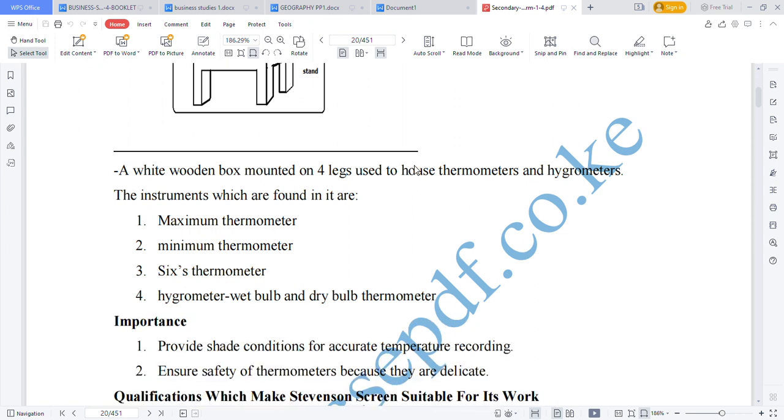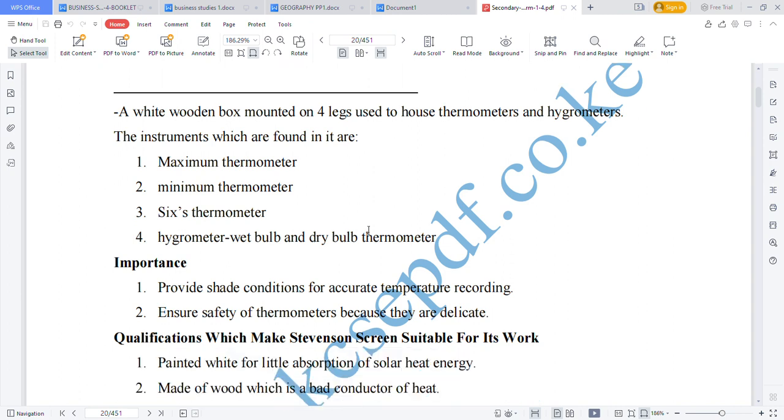The instruments found in it are the maximum thermometer, the minimum thermometer, the Six's thermometer, and then the hygrometer, with the wet bulb and dry bulb. Kindly remember this: the instruments found in the Stevenson screen are 4. We have talked about the maximum thermometer, minimum thermometer, Six's thermometer, then the hygrometer, where we are talking about the wet bulb and dry bulb thermometer.